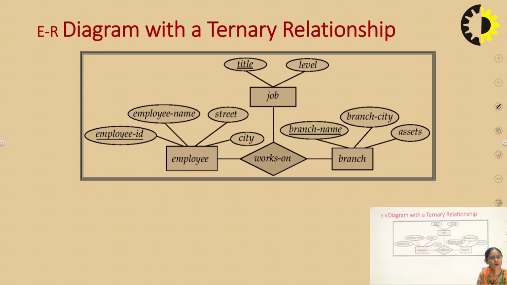So here, if you look, we have 3 entities, employee, job, and branch, and they are connected with the help of a single relationship, that is work on. The employee has its own set of attributes, branch has its own set of attributes, similarly job has its own set of attributes, but the relationship which has been shown here is a ternary relationship.